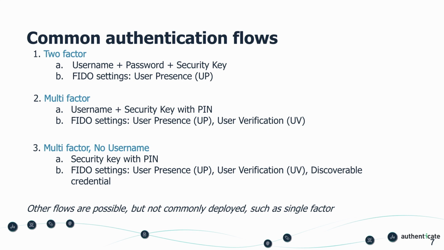The third common flow is multi-factor with no username, right? So the authentication event is prompted for a security key, FIDO authenticator, plug in my security key. Maybe I'll do a biometric gesture if it's a FIDO authenticator, or I'll type in my PIN to satisfy my user verification, right? So the controls that you set as a relying party is that I want user verification to be required, and I also want a discoverable credential, right? So that way there's no username. And this is going to be the simplest flow for an end user for authentication.